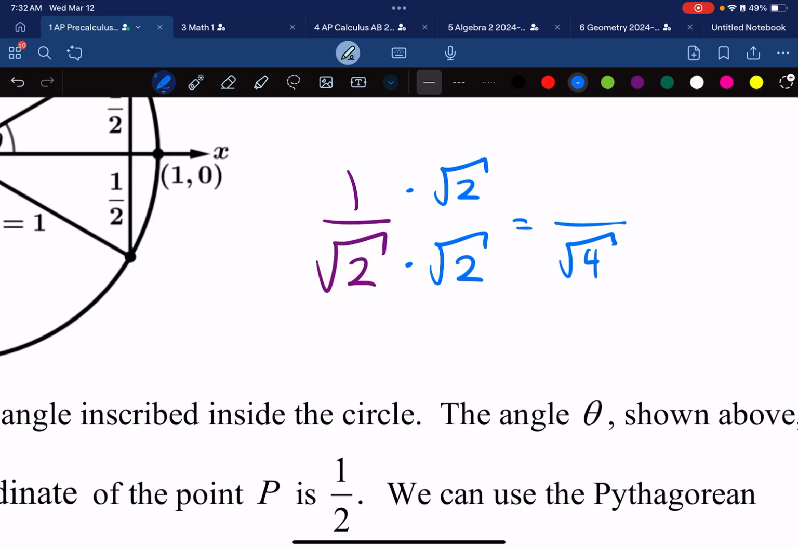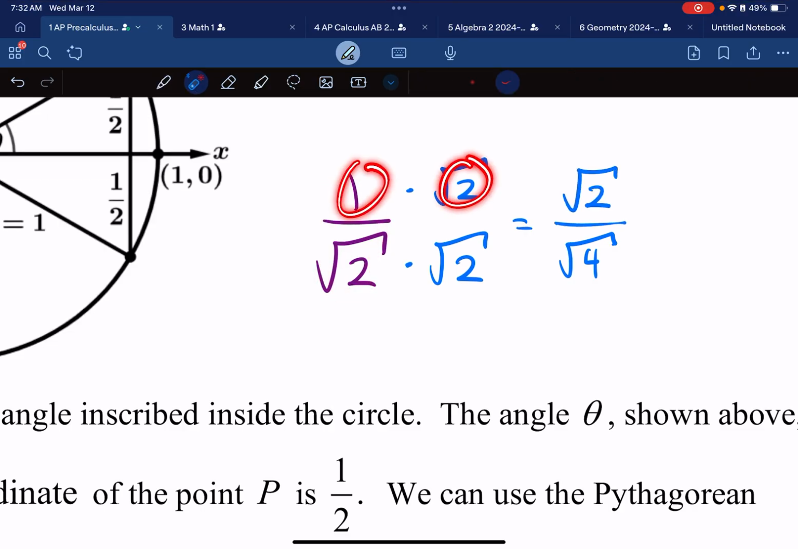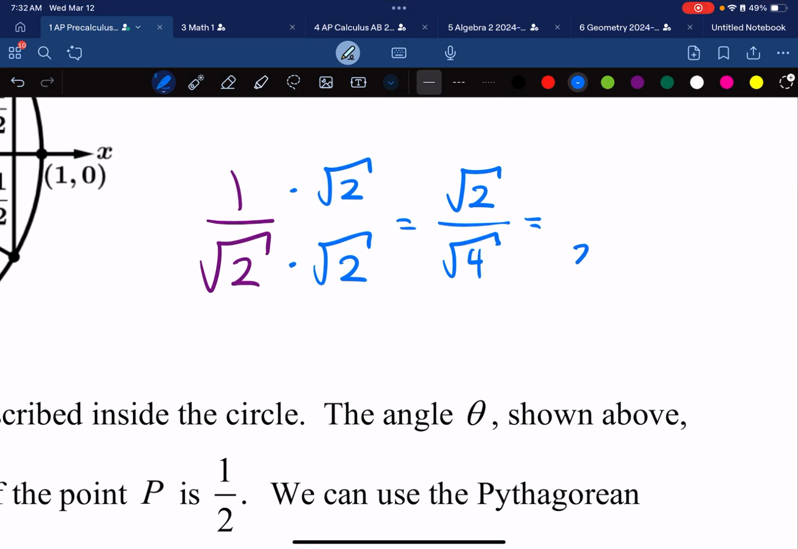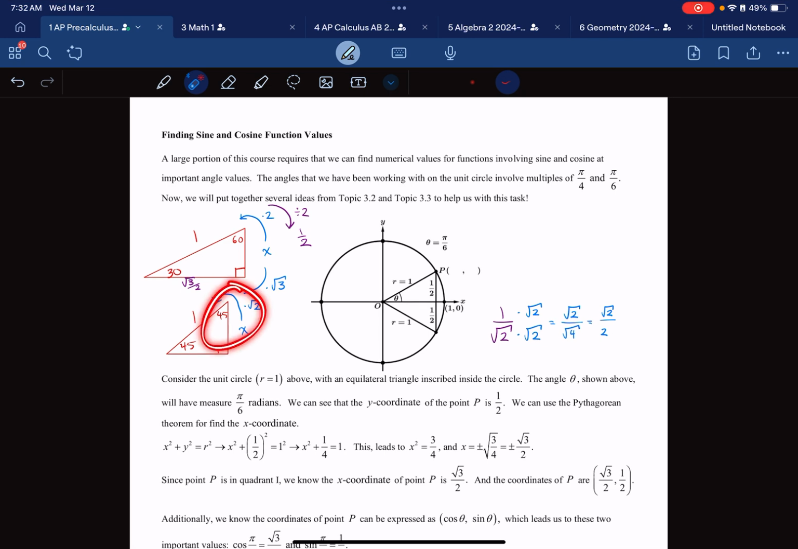So that means that the top now becomes the square root of 2, because anything times 1 is itself. And then the square root of 4 is a perfect square, so it's just 2, and you get root 2 over 2. So if you've ever wondered where root 2 over 2 comes from, it comes from this special right triangle, which has to rationalize its denominator, getting us root 2 over 2.